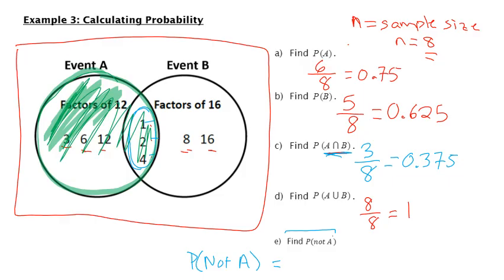So the only things that don't fall within circle A are 8 and 16. So those would be considered my favorable outcomes. That would be 2 favorable over 8 possible, or 0.25, right? So that line above, or that bar, means the probability of not falling within A.